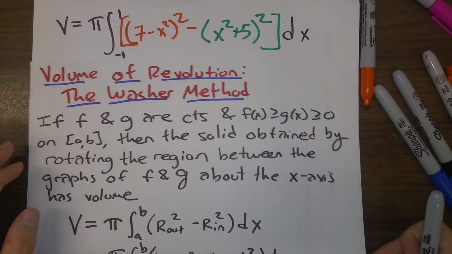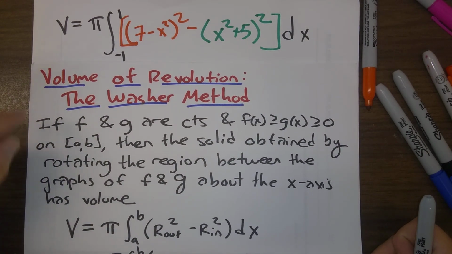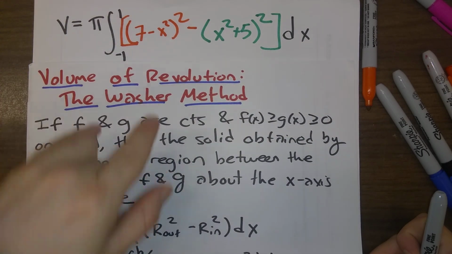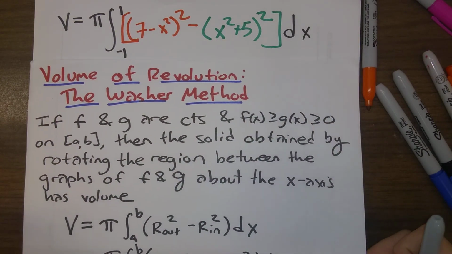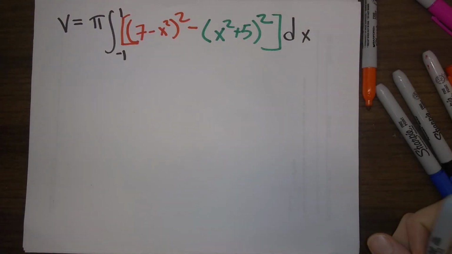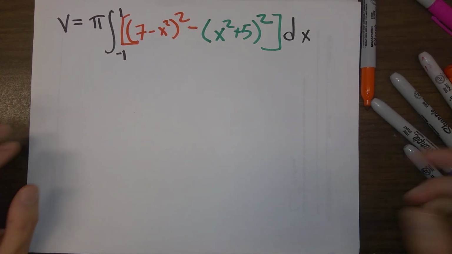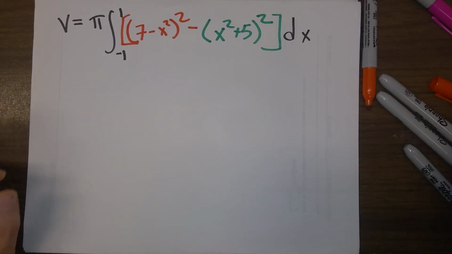So we can see here that this formula matches this pattern down here. V is equal to pi times the integral between a and b of the outer radius squared minus the inner radius squared. So this is the setup. The rest of this is going to be very easy to compute. I'll just do a couple steps here.